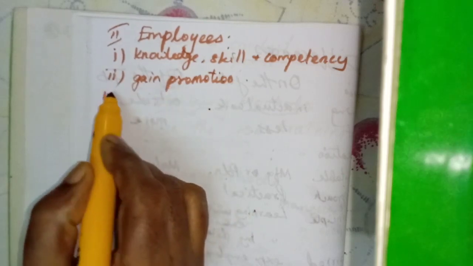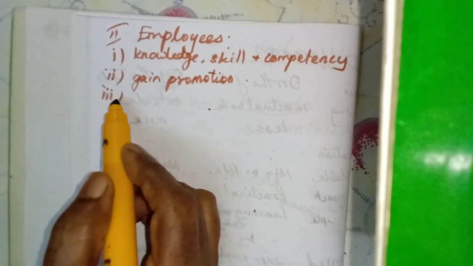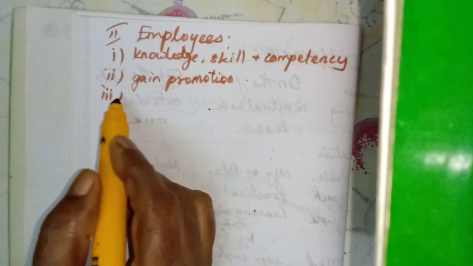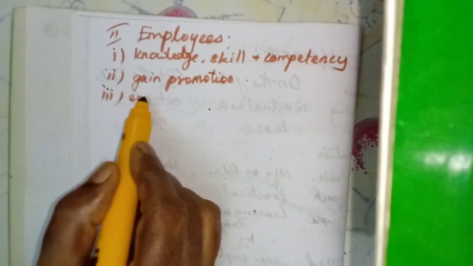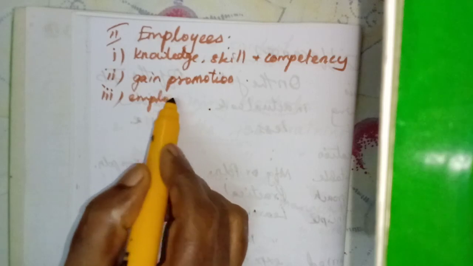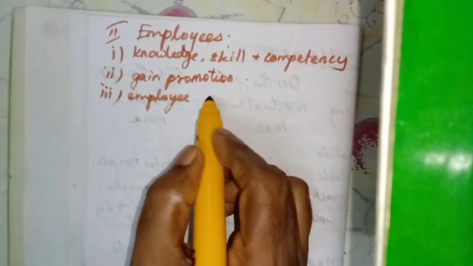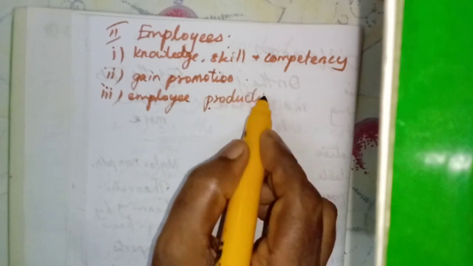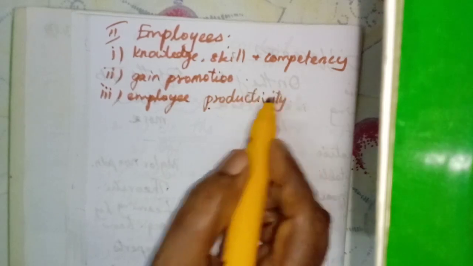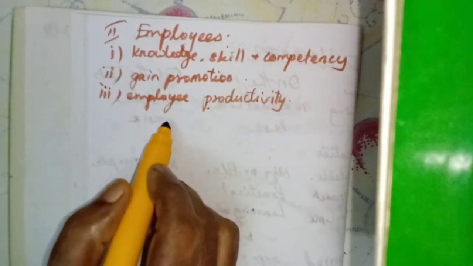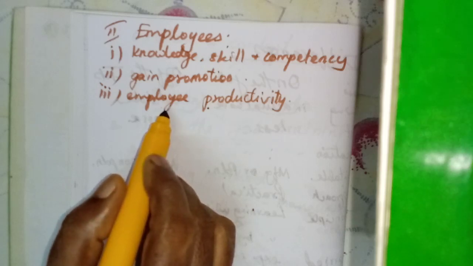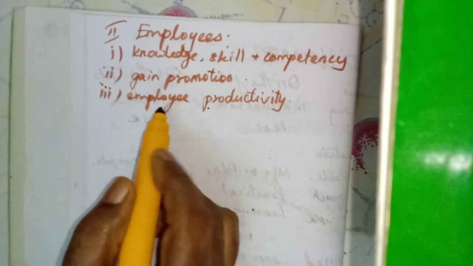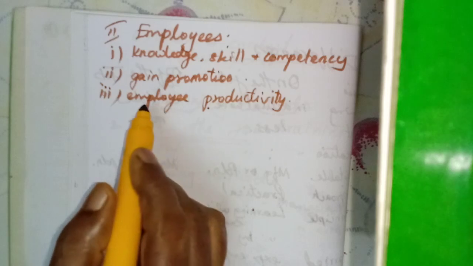The third point, that employees' productivity will be increased. Overall productivity is increasing for the organization. We have learned here each person's productivity, how much they produce. That also will be improved a lot.